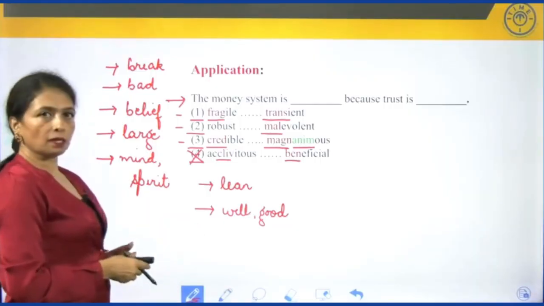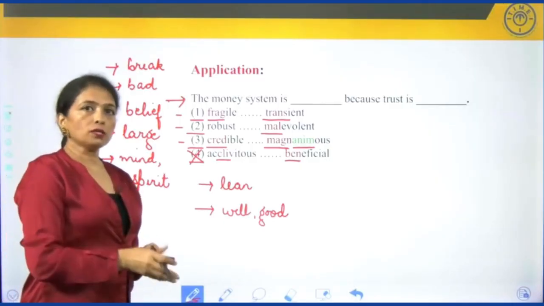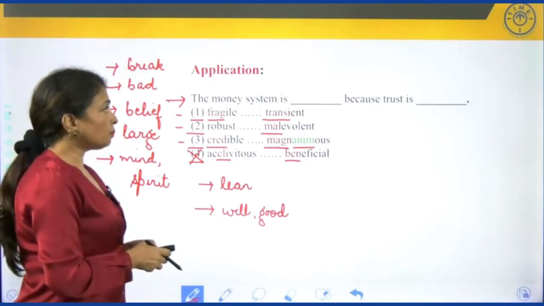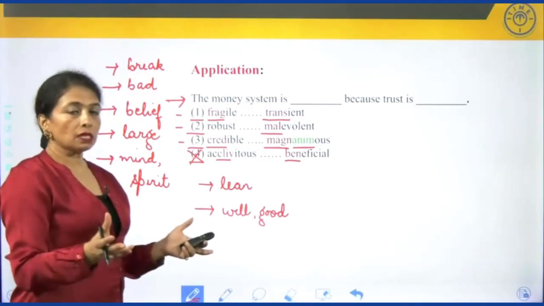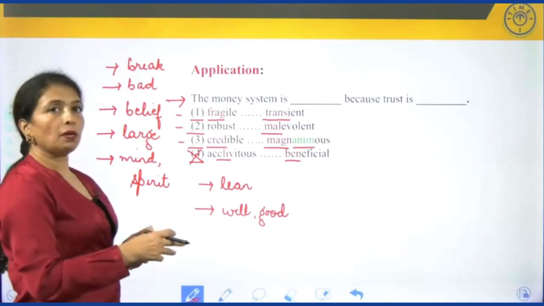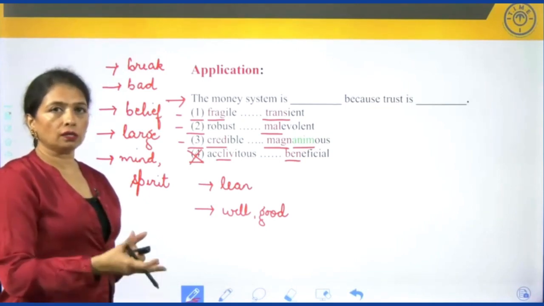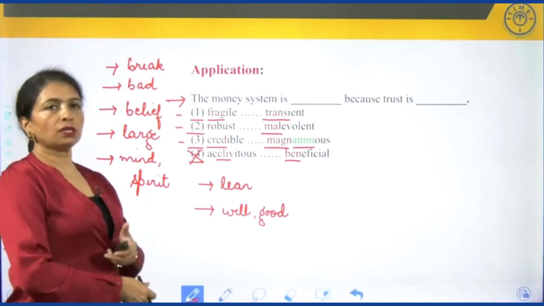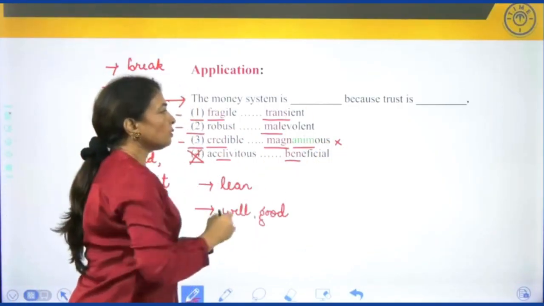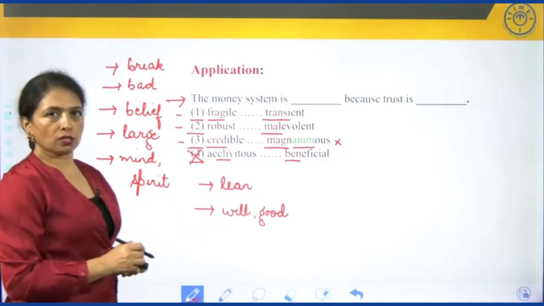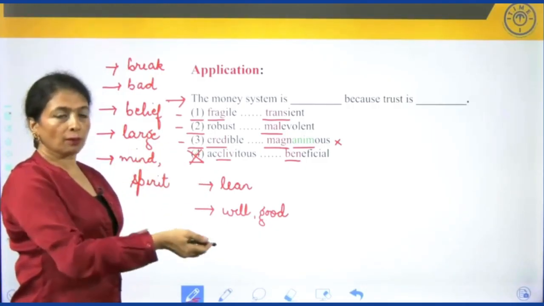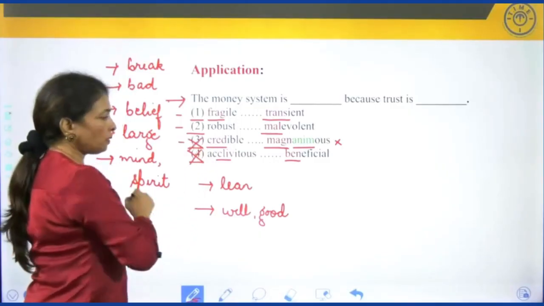Now, let's move to the second blank to decide what has to be the correct answer decisively. Can we say the money system is credible because trust is magnanimous? Magnanimous is not a word which we can use to describe an intangible quality, an abstract noun like trust. We can use this to describe a person. So for this reason, because the second word of the same choice cannot be used to fill up the blank, this entire option can be eliminated.